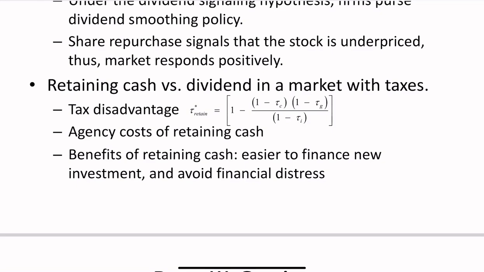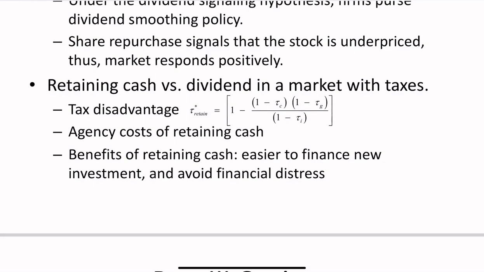And there is the additional cost from agency costs. So this is related to the free cash flow hypothesis. If a firm retains cash, then the firm will increase the firm's free cash flow. And according to the free cash flow hypothesis, when the firm's free cash flow increases, then there is a higher probability that the managers will actually engage in wasteful investment.